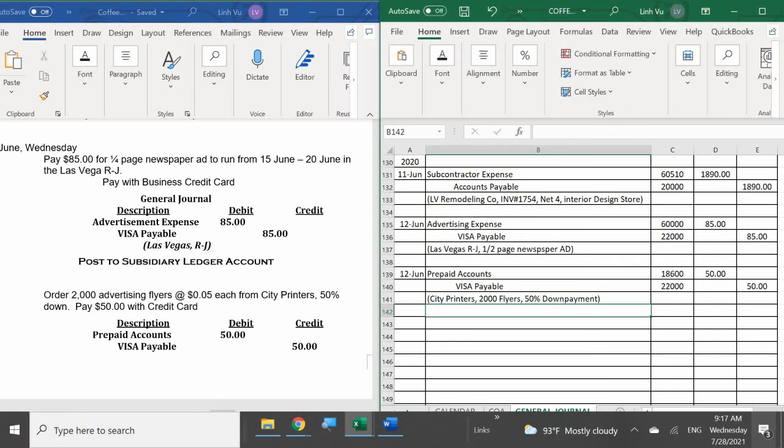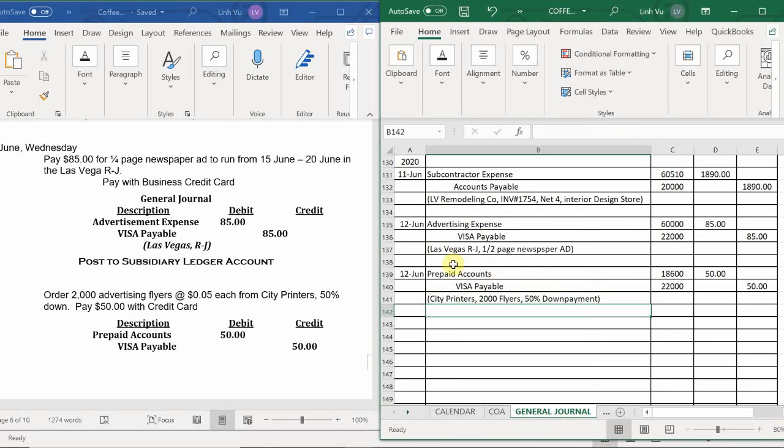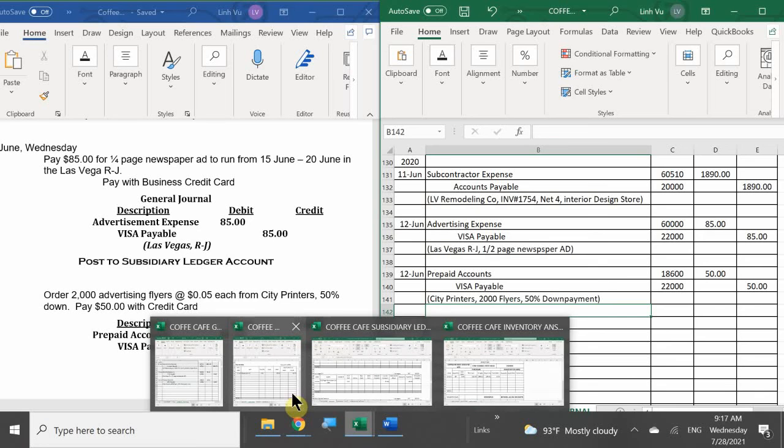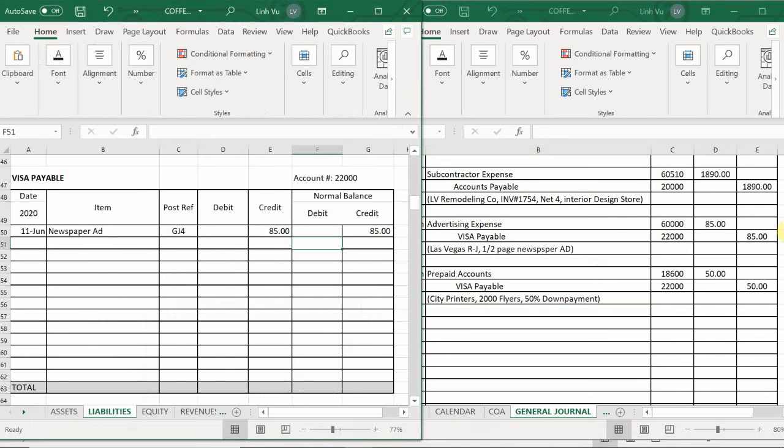So once again, we didn't pick up these flyers. We're just ordering them. And then the next couple days when we pick them up, you are to pay for the rest of the bill. So there we have it. So once again, when you finish with your journal, we do need to go back to our ledger. Now in this case, why did I not indicate that I have advertising expense?